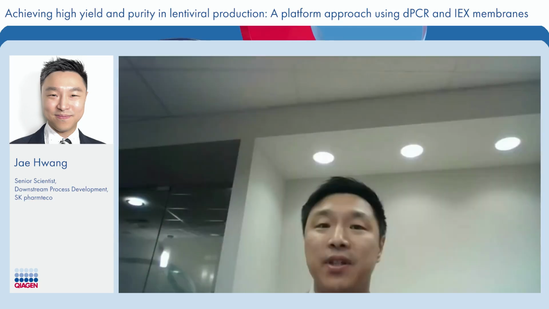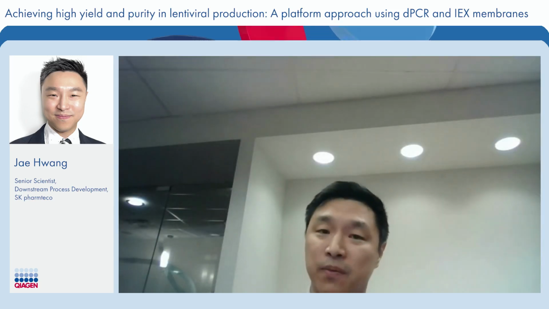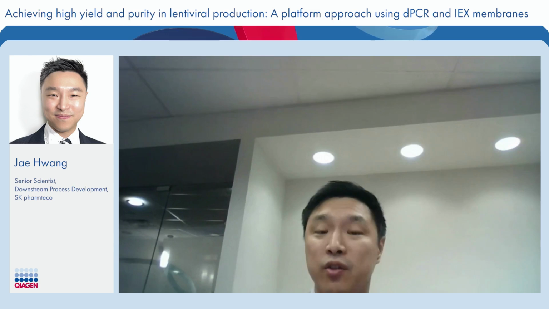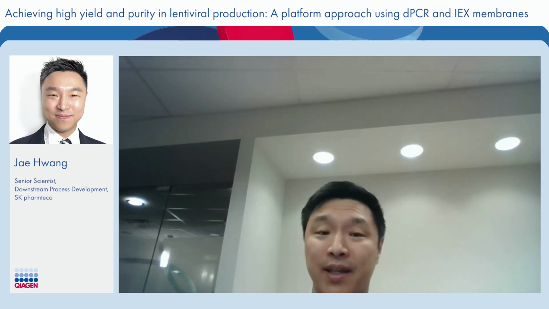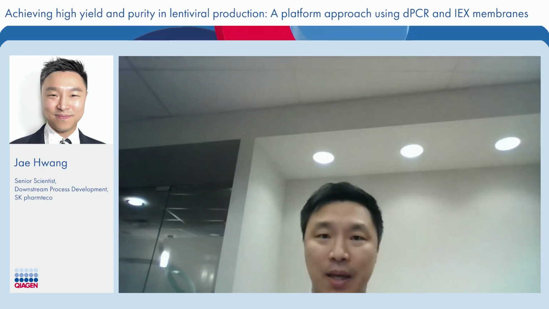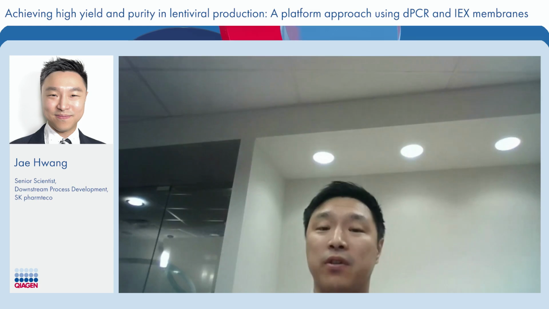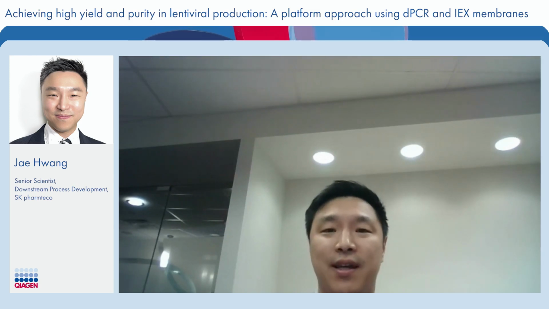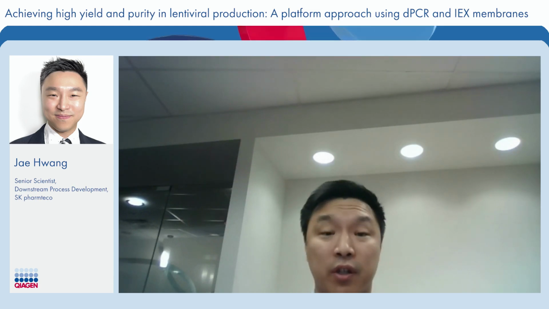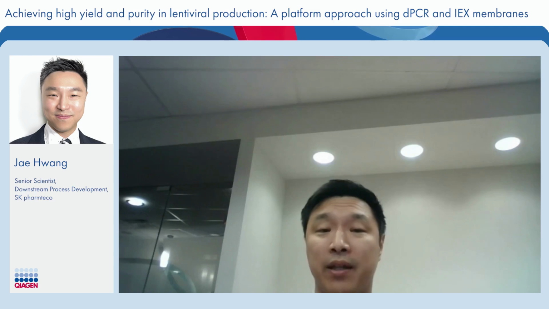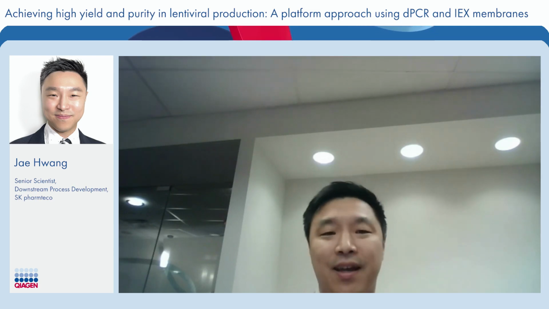So we've successfully scaled this platform, as you can see from the previous slide, from 2x2 liter benchtop to the 50-liter scale, with consistent recoveries of anywhere from 20 to 40% from clarified harvest, demonstrating that it's ready for clinical and commercial use. Our process is also very flexible, going up from the 50-liter scale to 200 or even 500-liter scale, depending on the client needs.